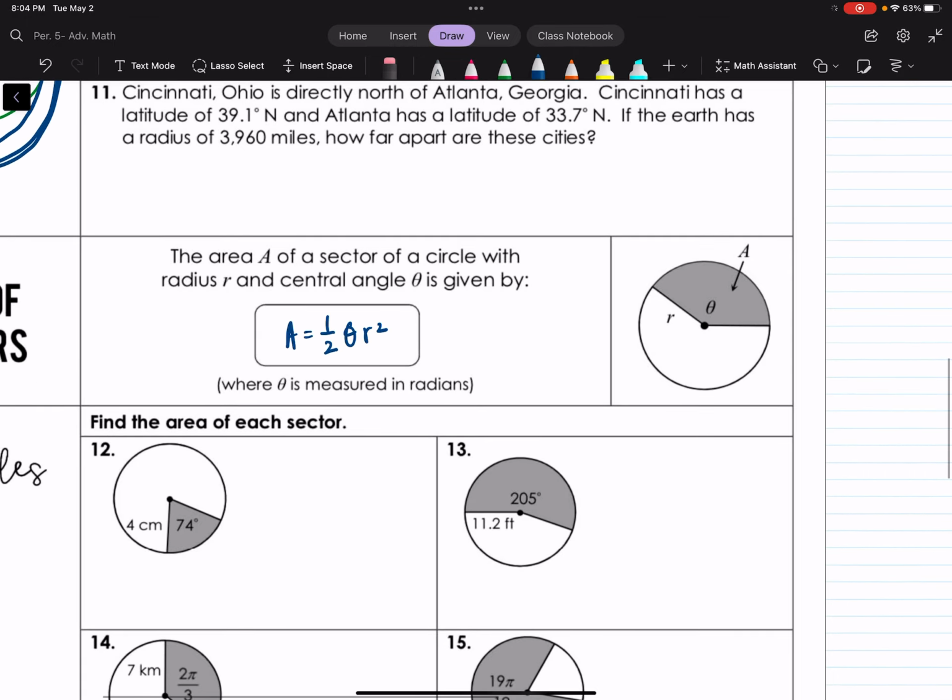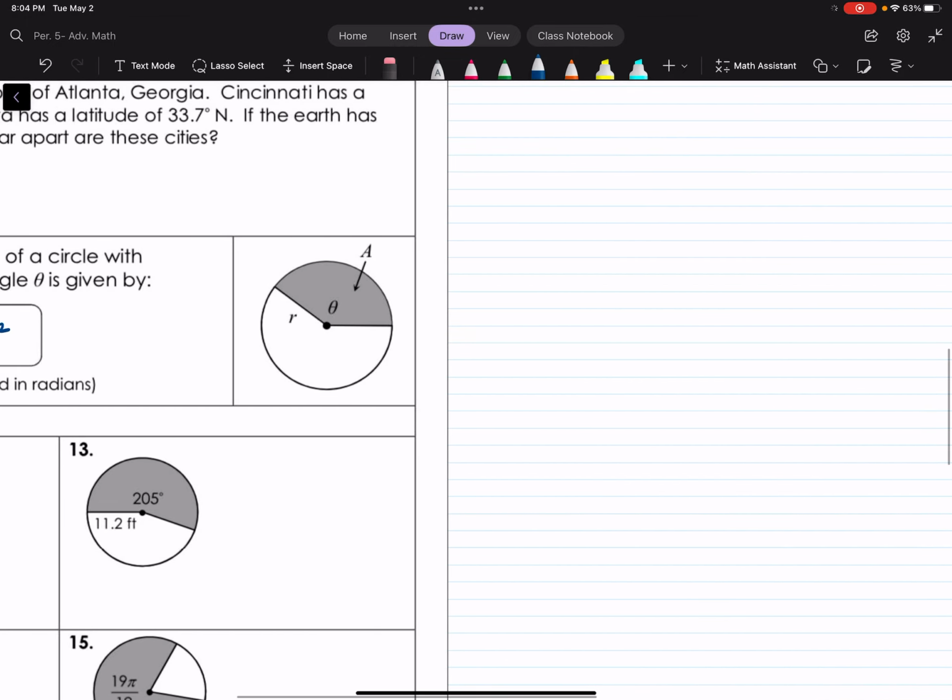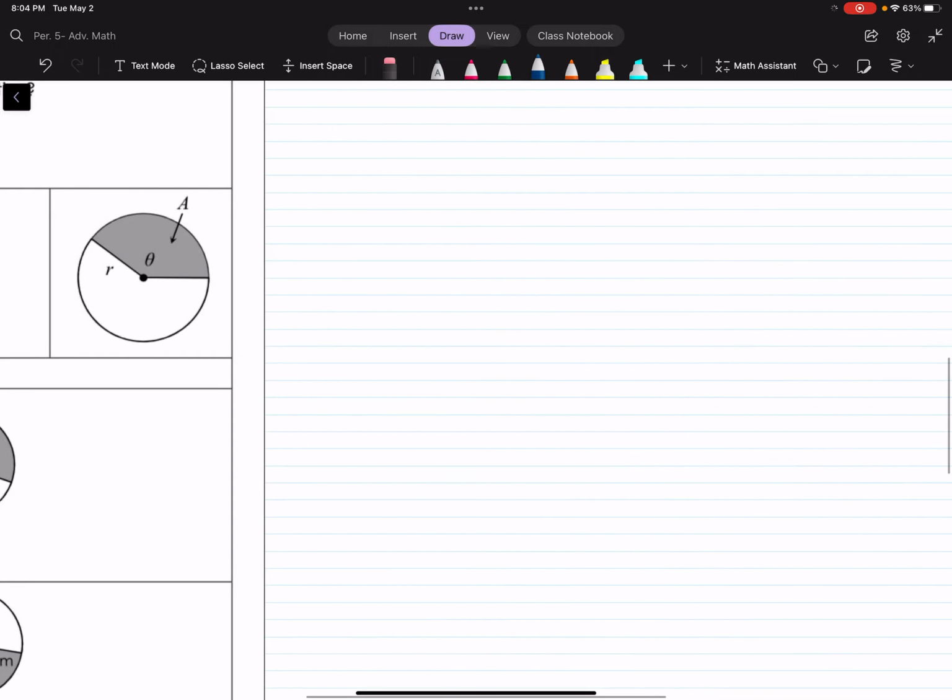But you can derive it. You can derive it, and I'm going to derive it for you guys off to the side so that you guys know where these formulas are coming from. So in order to recall this formula, now we're talking about area.